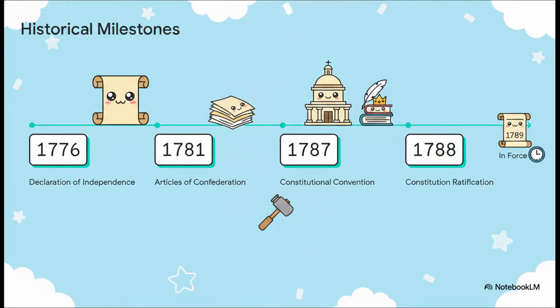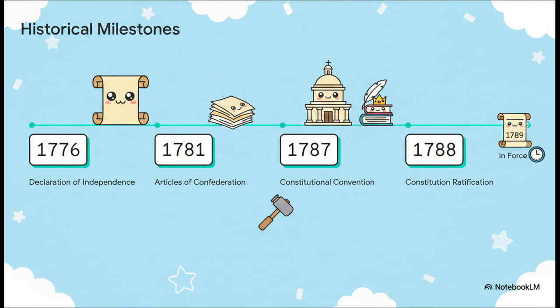This timeline perfectly captures the rapid, almost frantic historical evolution that gave us the system we know today. We kick things off in 1776 with the Declaration of Independence and move quickly to the Articles of Confederation in 1781. But here's the crucial context you have to remember. Those articles were actively failing. The newly independent country was literally on the brink of financial and political collapse.